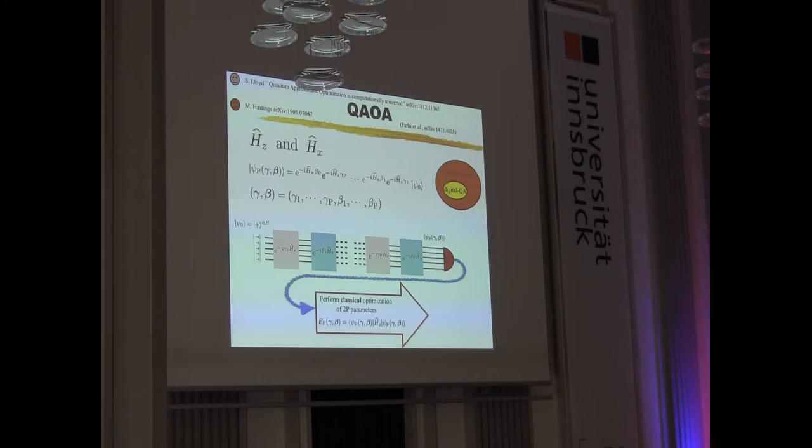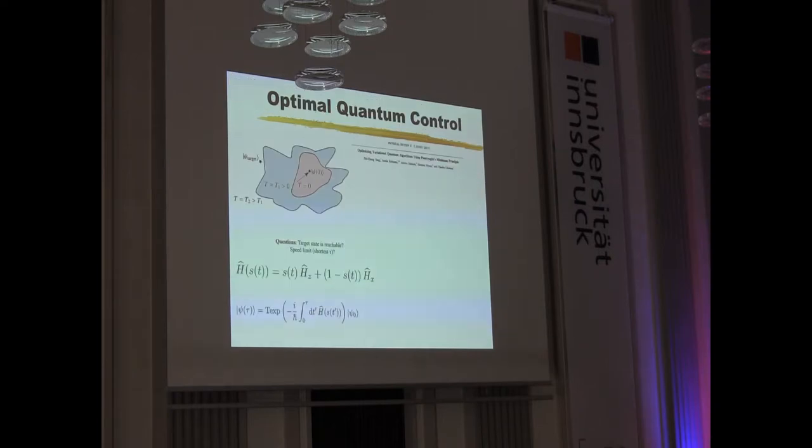So the goal is to perform optimization on the classical parameters, and obviously then you form a best candidate, gamma star, beta star, and the candidate state. The problem obviously is how much do I have to pay to obtain this minimum. Good, so let's move on.